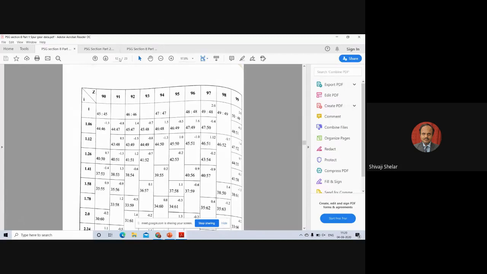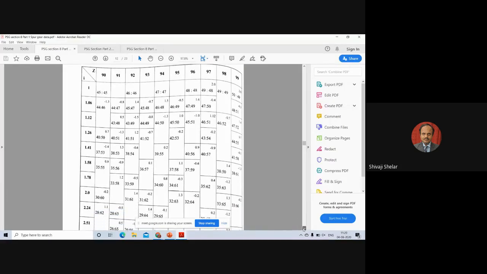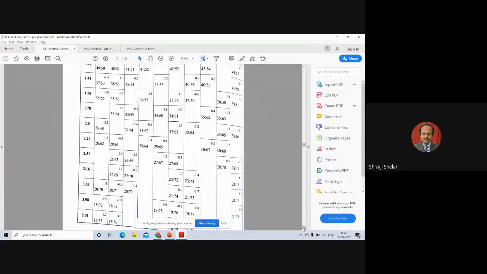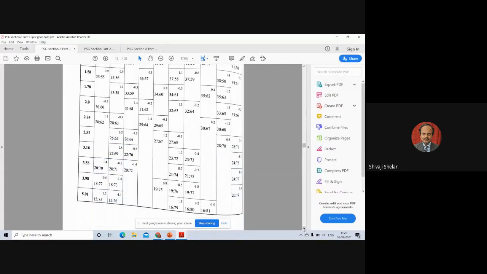Okay, so we have come to page number 8.12 here. Our stage ratio is 3.98. Let's see the 3.98 stage ratio. Let it come into the visible area. Okay, so we have stage ratio 3.98.